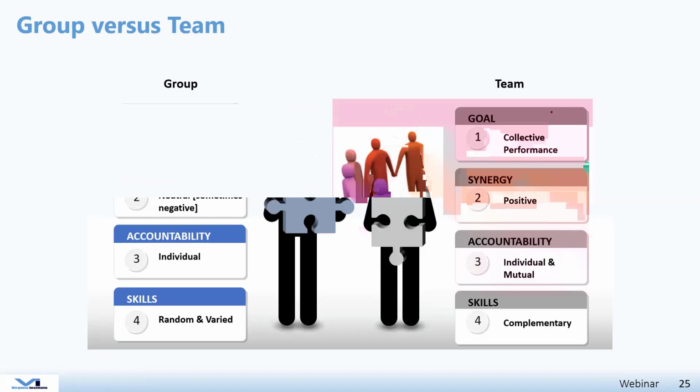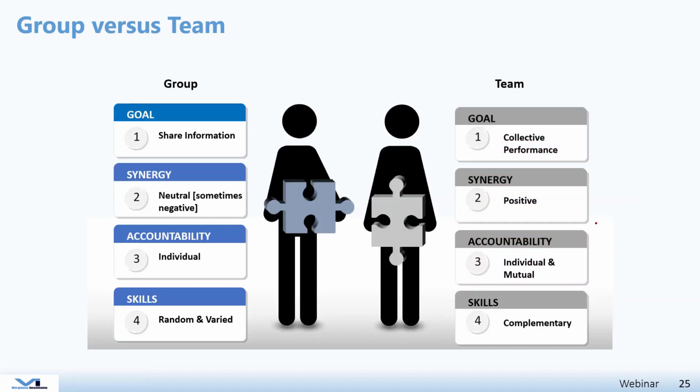Under a team, they all have a positive synergy, not a neutral or negative one like you see under a group. Under a team, the accountability will be both individual and mutual. Every individual working in the project will be accountable for their own results, but as a project team, they will be accountable for the team performance. And that's the most important distinction between a group and a team.